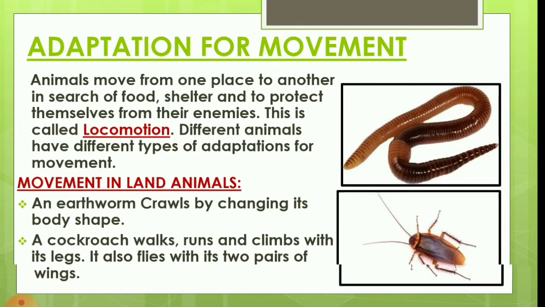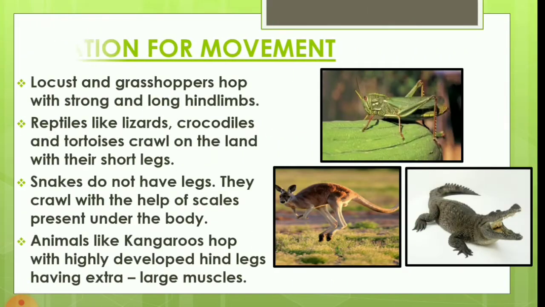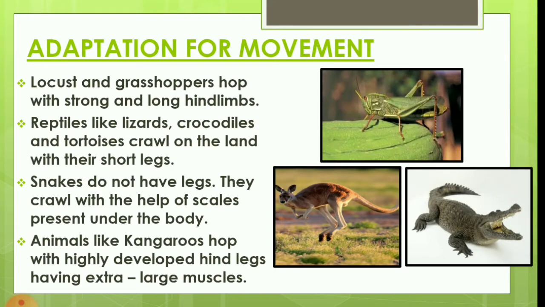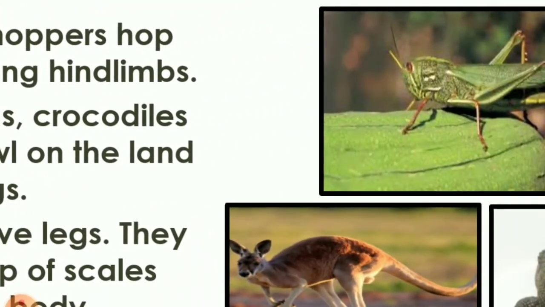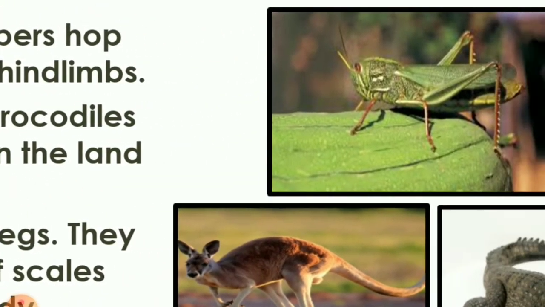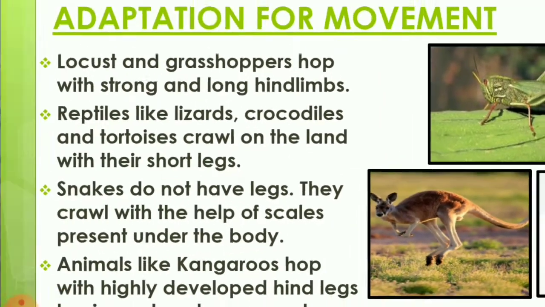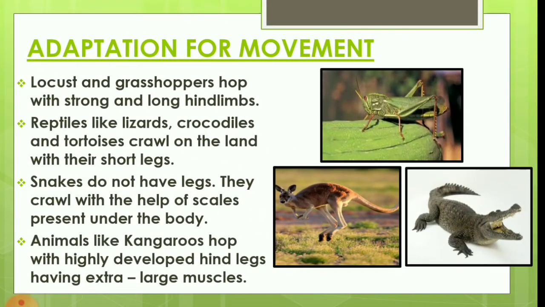Okay. Next is locust and grasshoppers hop with strong and long hind limbs. Hind limbs क्या होते हैं? Can you see in the picture? जो पीछे ये जो long legs होते हैं इनके, these are known as the hind limbs. और ये जो locust और grasshopper होते हैं, they are the type of insect. तो जो इनके hind limbs होते हैं, they are very strong, which help them to hop.